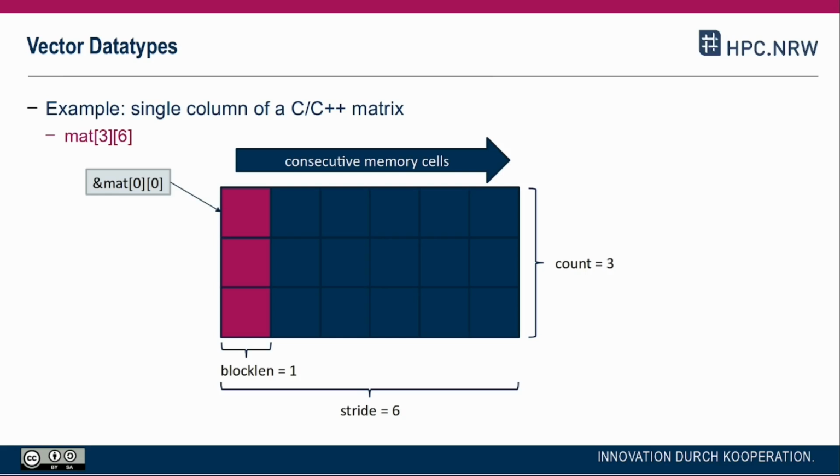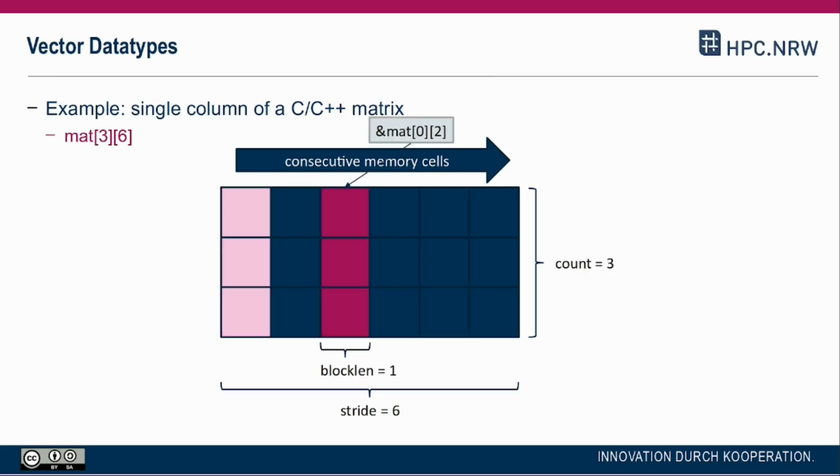So this is the first element. So this is displacement 0. I have a block length of 1 because I want to have one element in each of my things. I have a stride of 1, 2, 3, 4, 5, 6. And I have a count of 1, 2, 3. Yeah?